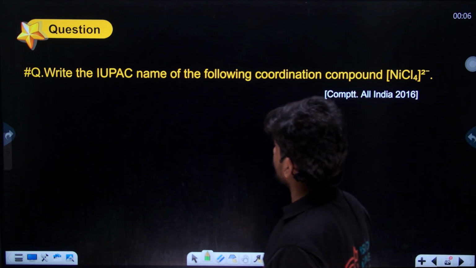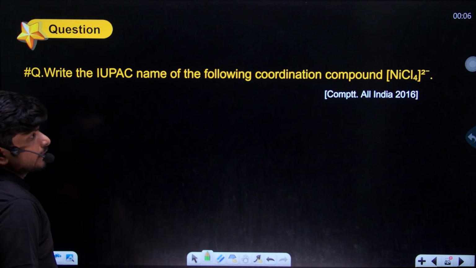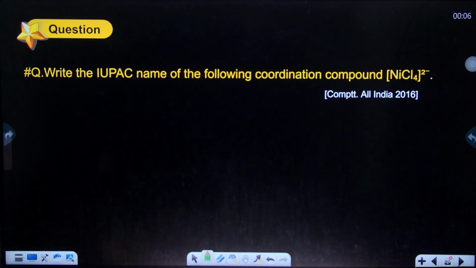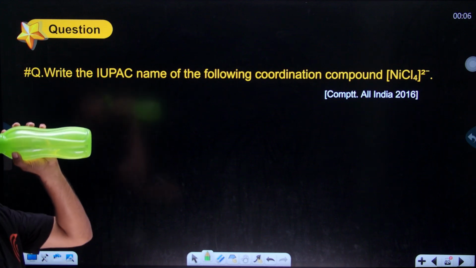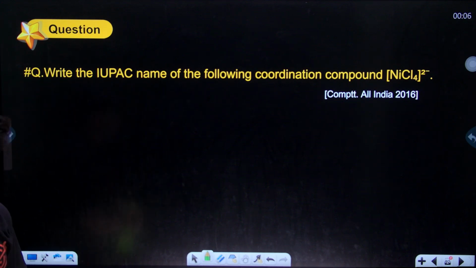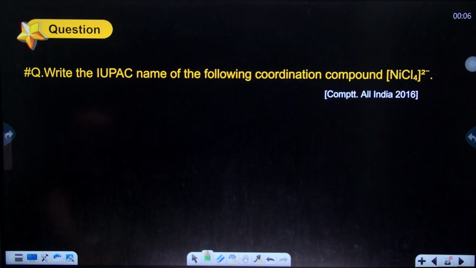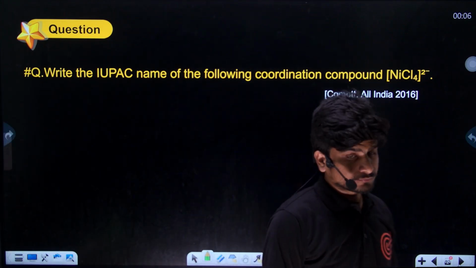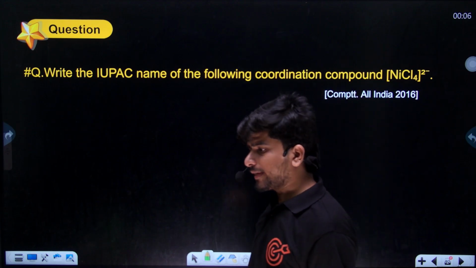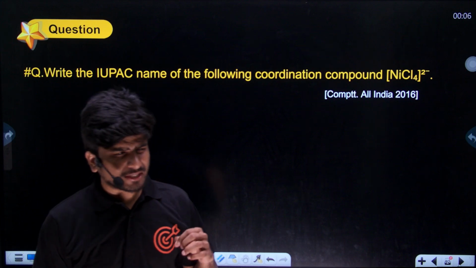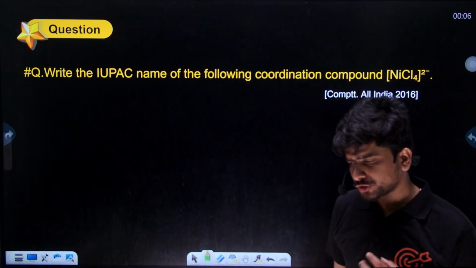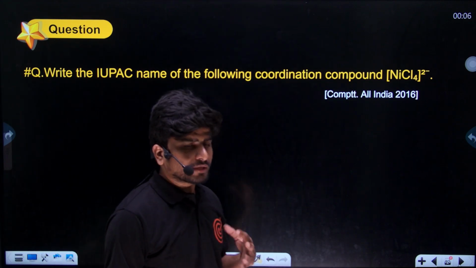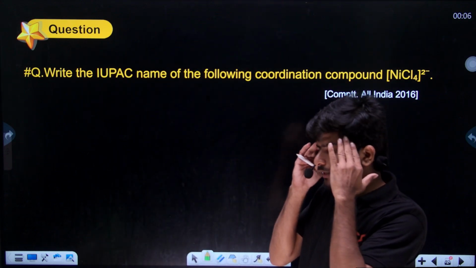Write the IUPAC name of the following coordination compound. NiCl4 2 minus. So please try it on your own. So writing IUPAC names is very, very important. There will be a definite JEE Main question. You can expect it for sure. There will be a definite JEE Main question to confuse you, or they'll give you the same type of names also. You need to identify, keep clear in your mind.